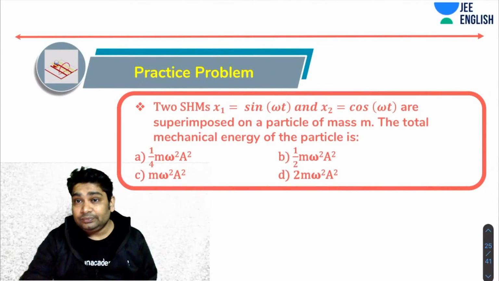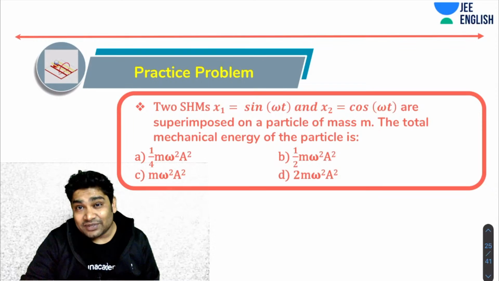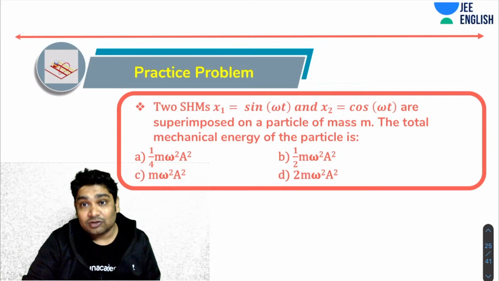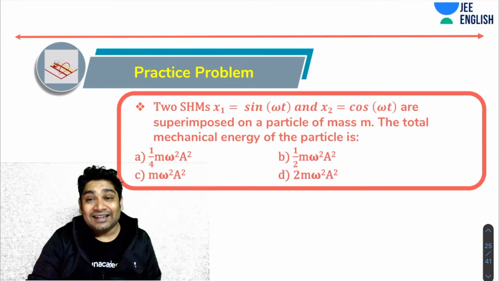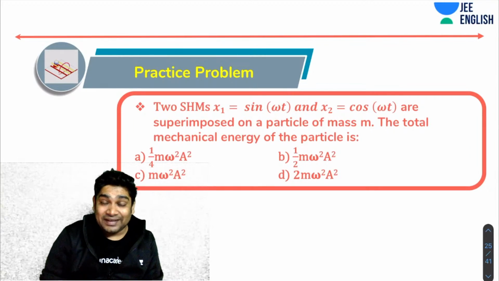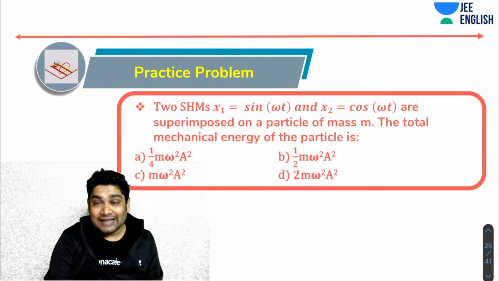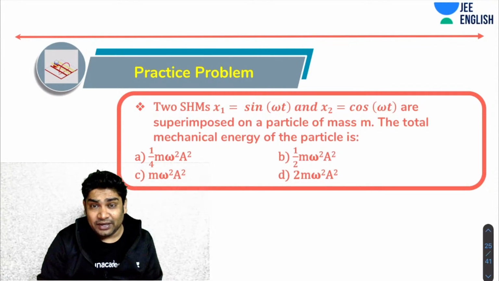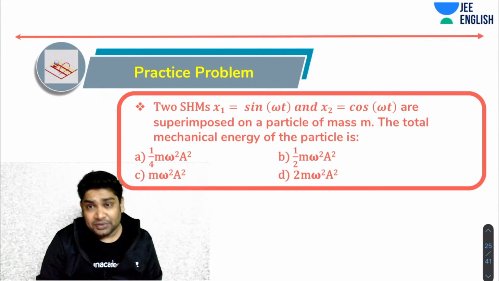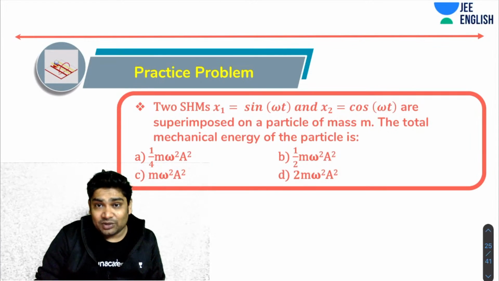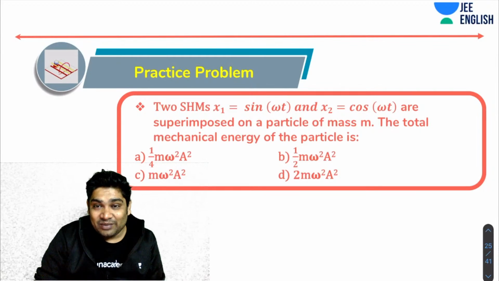Next, again, you have two SHMs, x1 and x2, given as x1 equals A sine omega t and x2 equals A cos of omega t, superimposed on a particle of mass m. What is going to be the total mechanical energy of this particle? That is what you have to find. Option A, 1 by 4 m omega square A square? B, half m omega square A square? Option C, m omega square A square? Or option D, 2m omega square A square?